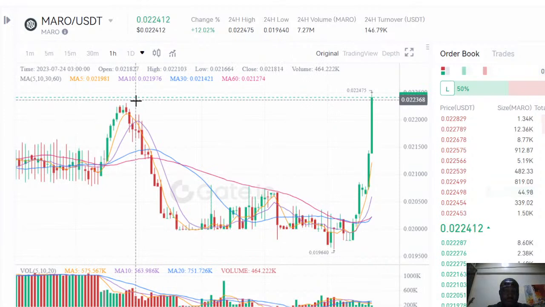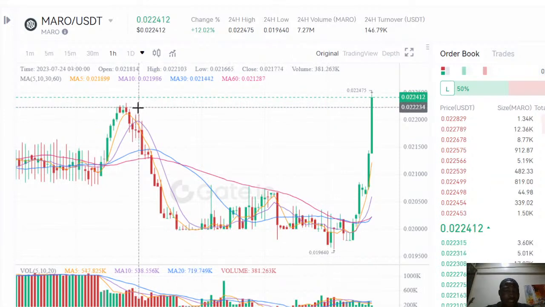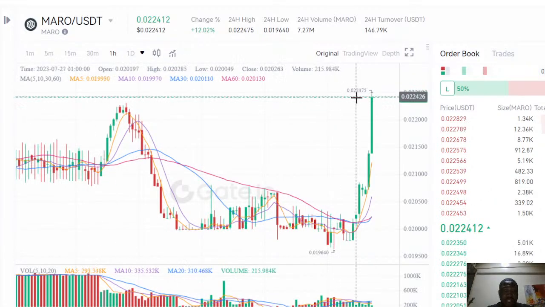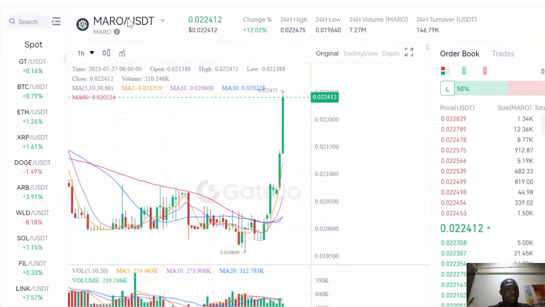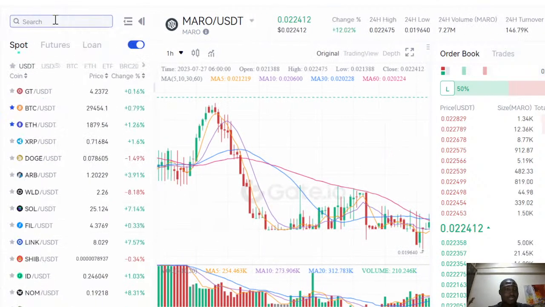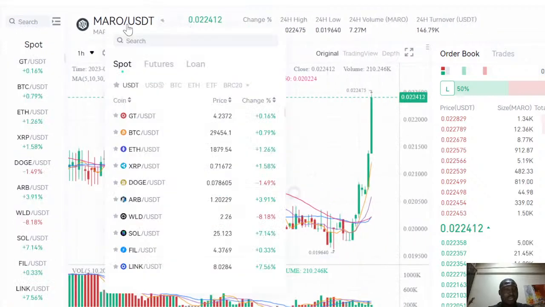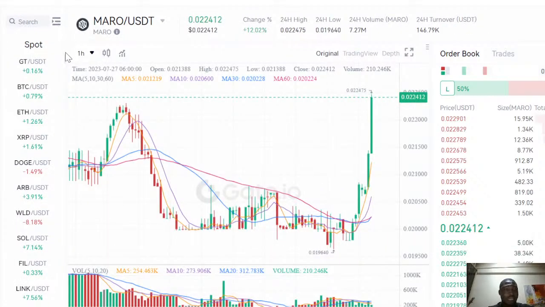Currently, it has broken this line which we have here. That means the market is doing well, and we can see a good sign of movement in the market space. You can see a very good sign of push in the market, which is a good sign that the market is going according to plan.